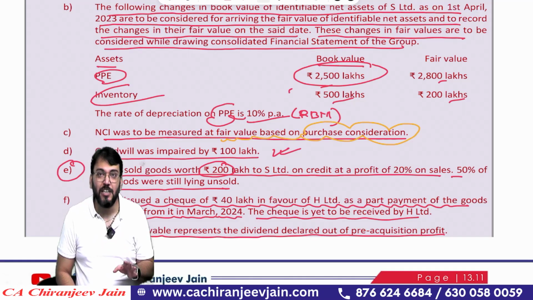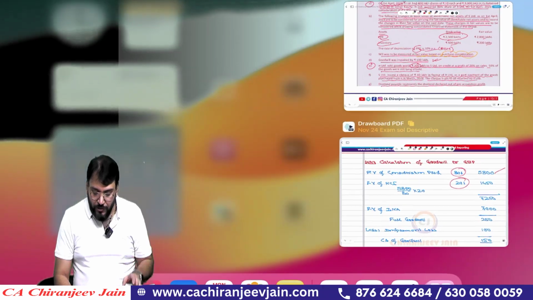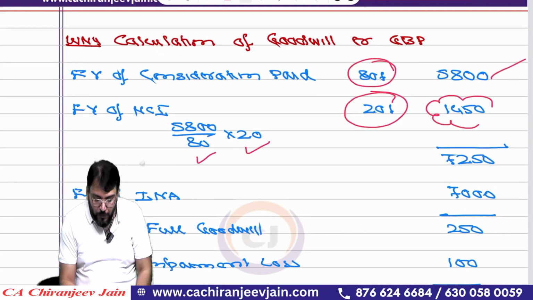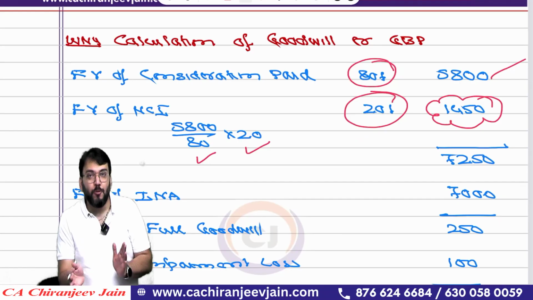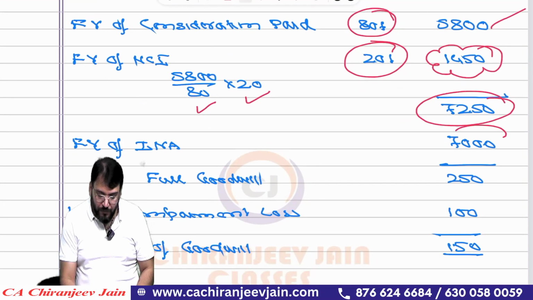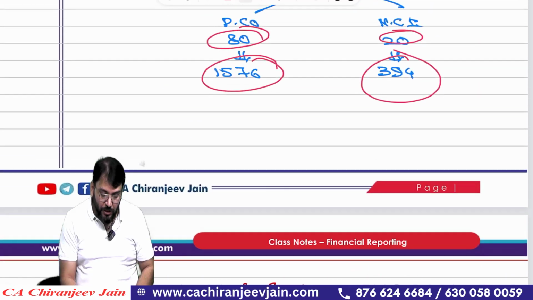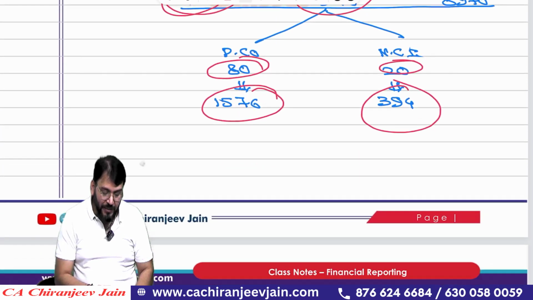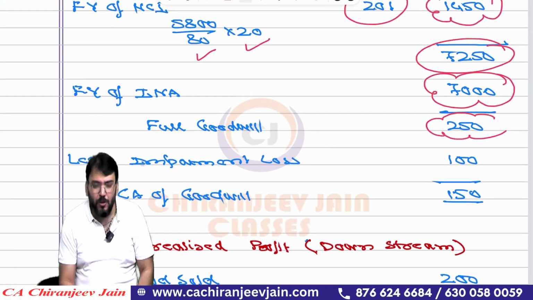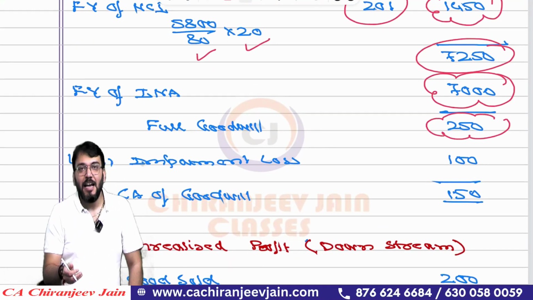So we'll do a proportionate calculation: 5,800 divided by 80 into 20. This becomes the fair value of NCI based on the proportionate method of purchase consideration. This becomes the total. From this we will minus the fair value of identifiable net assets on the date of acquisition. This amount will be deducted. This becomes the full goodwill. Why? Because here NCI is measured by fair value method. Of course we'll calculate full goodwill.